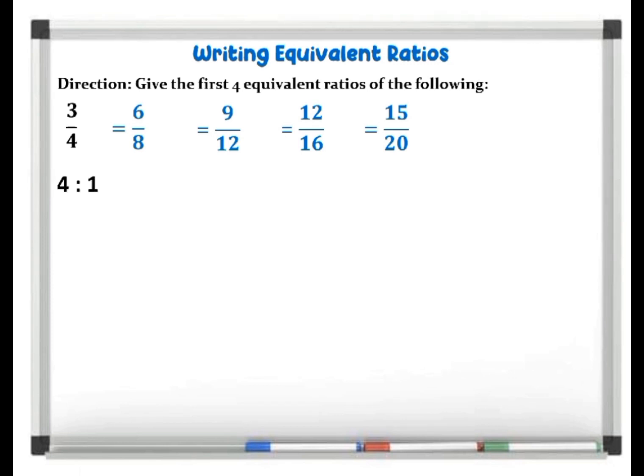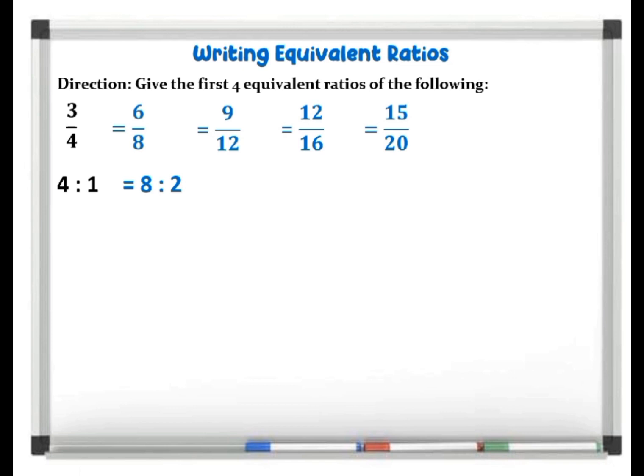Next one, 4:1 or 4 over 1. Para makuha ang equivalent ratios ng 4:1, kailangan nating mag-multiply. Okay, so let's start with multiplying 4 and 1 sa 2. Okay, 4 times 2, the answer is 8. 1 times 2, the answer is 2.